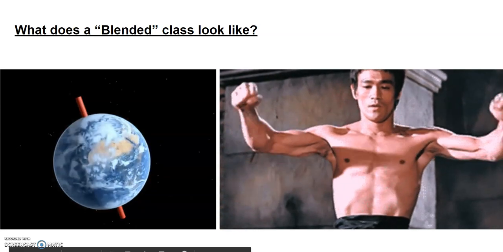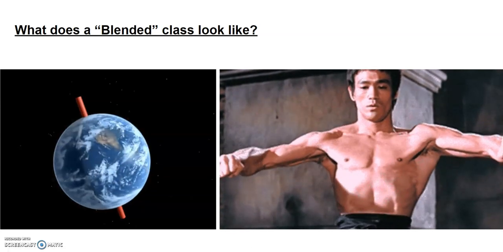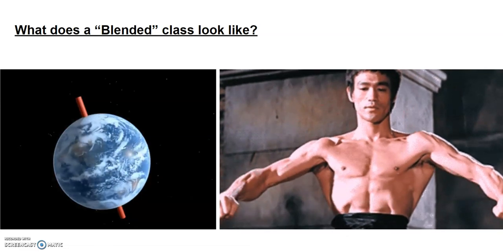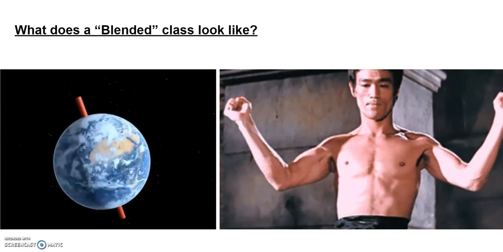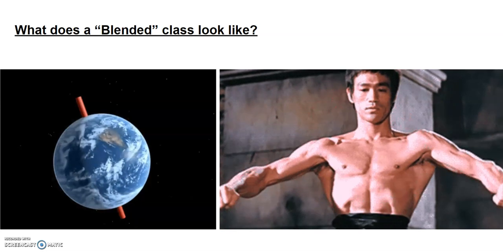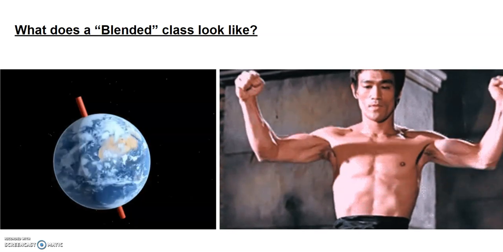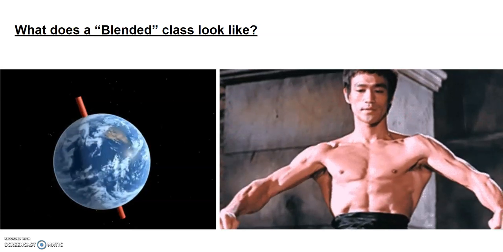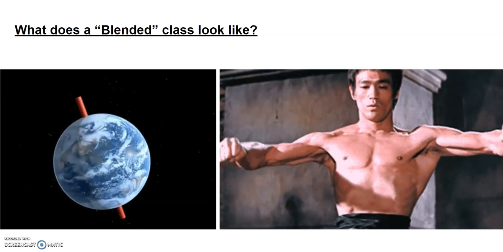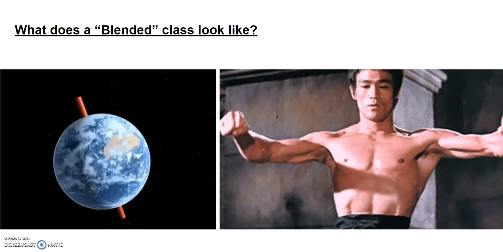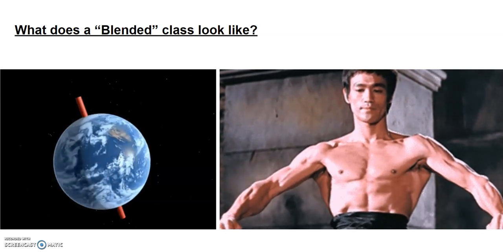The rotational model is lots more face-to-face with some online supplements. But remember, when they're online, the students get to choose one of those modalities still. And they have control over that. The flex model is more online learning with some face-to-face support in order to enrich and deepen that learning.